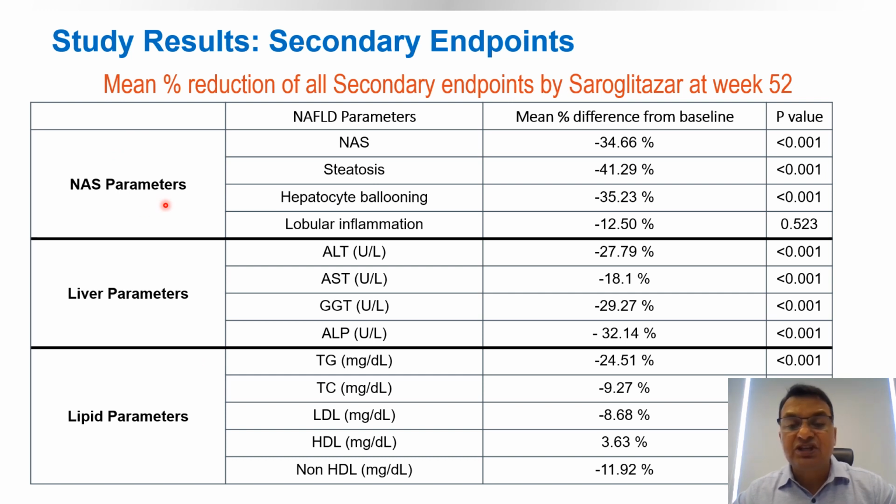In the same phase 3 study, we have seen a significant improvement in steatosis by 41%, ballooning reduced by 35%, lobular inflammation improved by 12%, but not statistically significant. As you can see here, we have observed significant improvement in various lipid parameters as well as liver enzymes also.